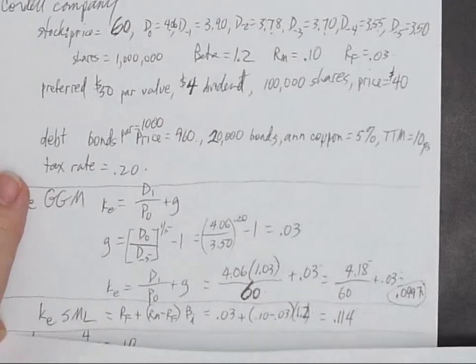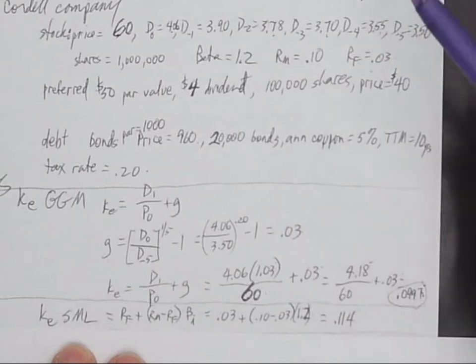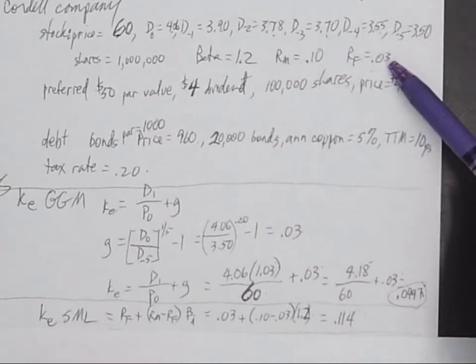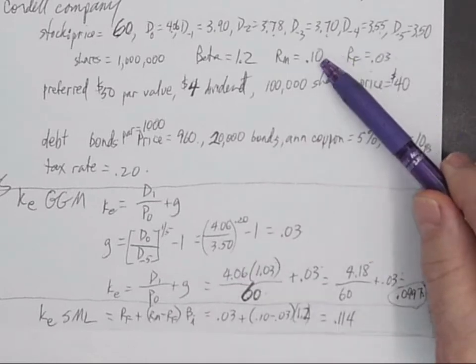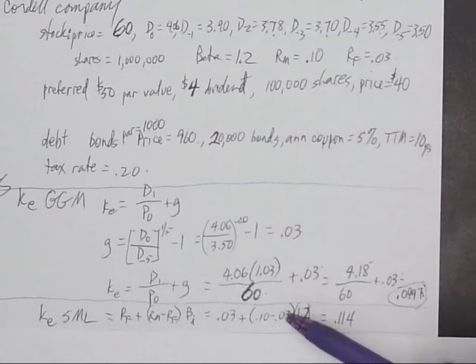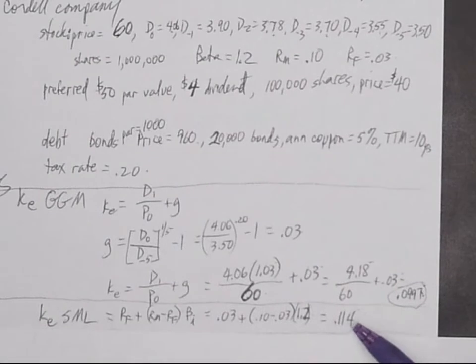Or we could have used the security market line version, which requires that we get the risk-free rate, which is up here, 3%, and the market risk premium, or just the individual return of the market and the risk-free. Return of the market is 10%, risk-free is 3%, and we multiply the market risk premium by the beta, which was given as 1.2. Multiply those together and we get 11.4%. So this one says just shy of 10%, this says 11.4%.